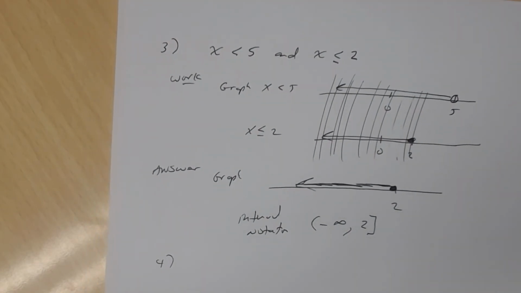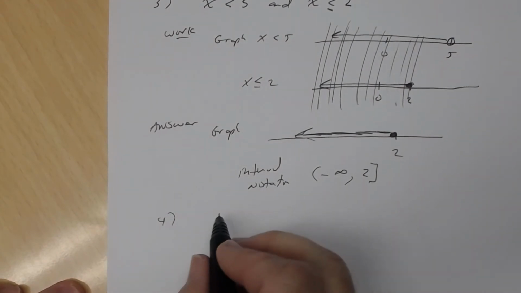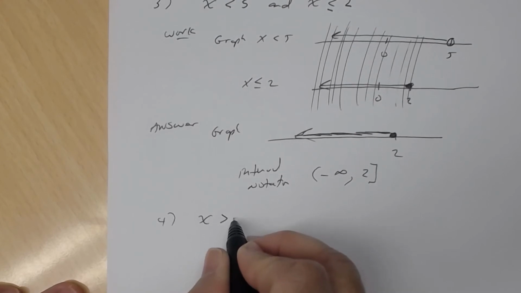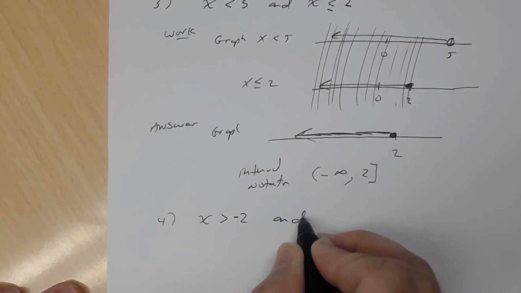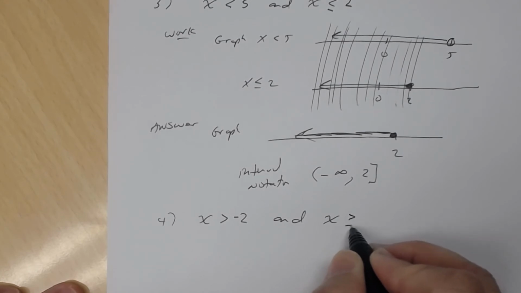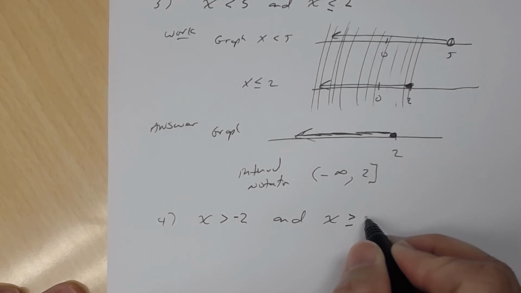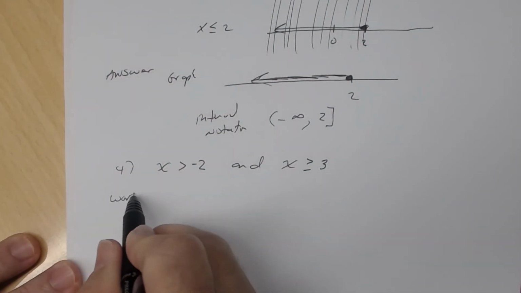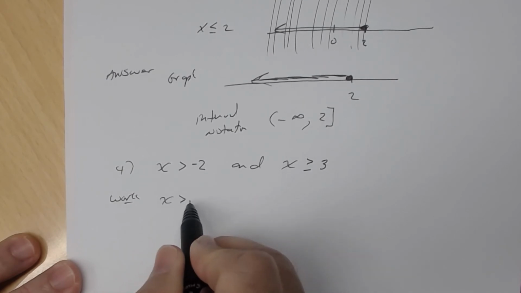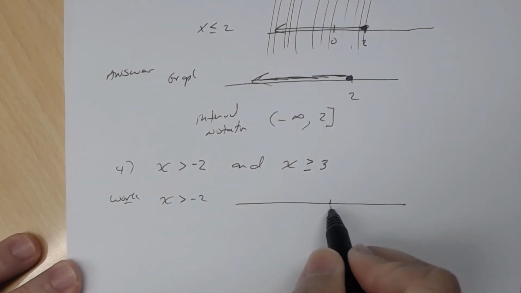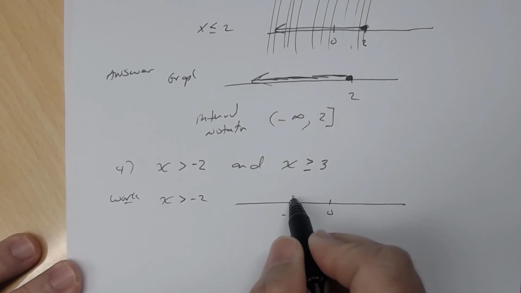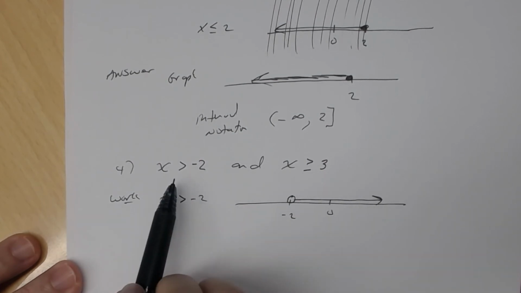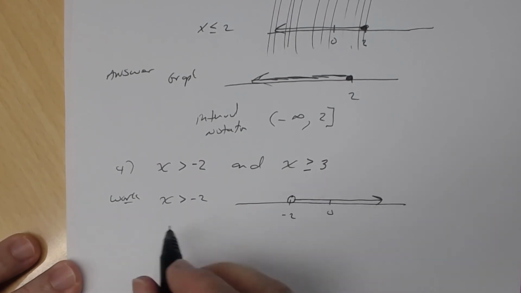Number 4, let's get another AND statement. Suppose we had x is, let's say this time, greater than negative 2, and x is greater than or equal to, let's say, 3. Again, for your work, you're going to graph each one individually. So x is greater than negative 2. Here's 0. Negative 2 is on the left, open circle going to the right. That's the solutions for that first inequality. Now you're going to graph the solution to the second inequality.